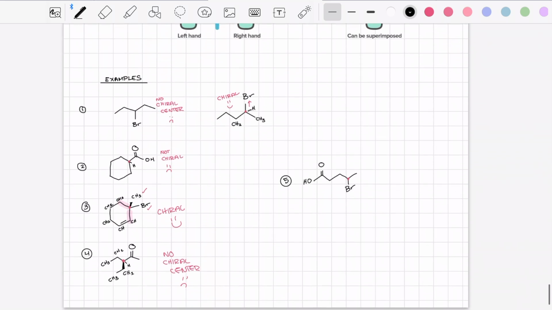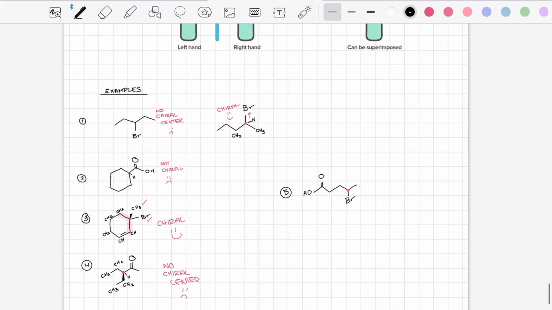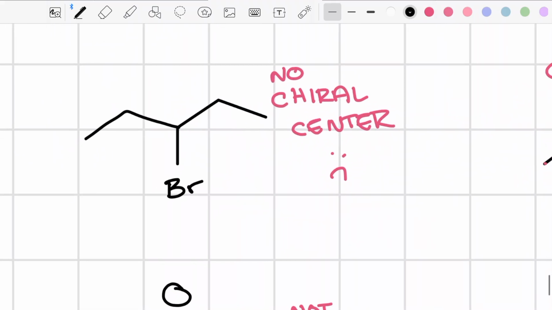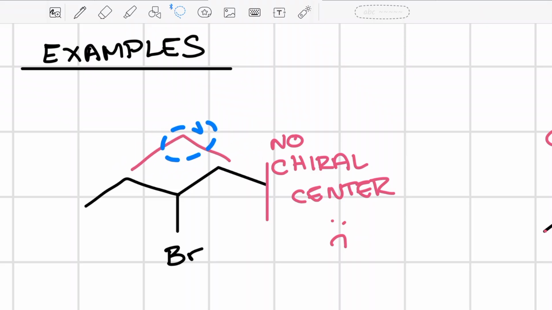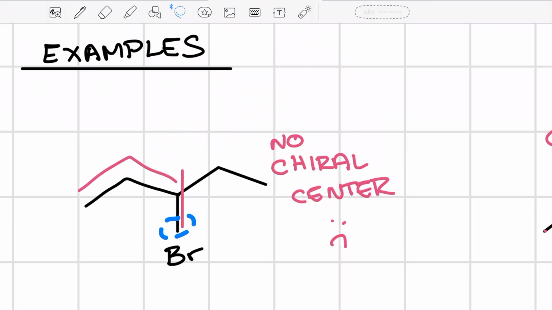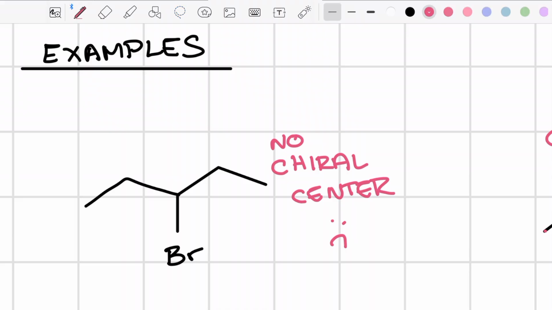If you were to take this right here, chop this guy up, and flip him like a pancake, this would perfectly fit on top. If you went down this thing and flipped them like a pancake, that is why it is not a chiral center, because there are not 4 different groups.